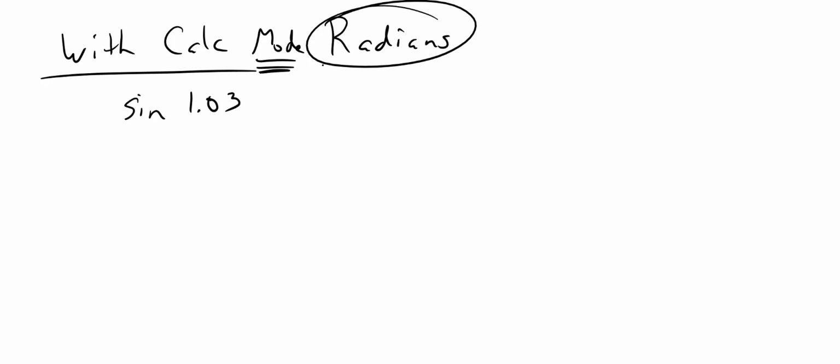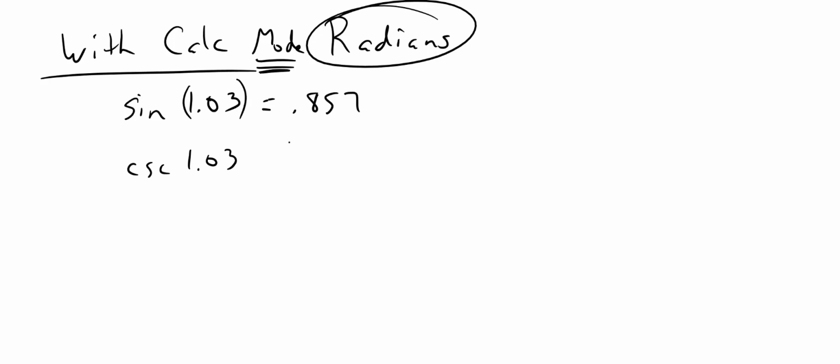So how do you do this? You literally type in sine, and then it's going to give you a parenthesis. Make sure you close parenthesis, just good habit. And you hit enter, and you get 0.857. Pretty easy. Now, let's do cosecant of 1.03.